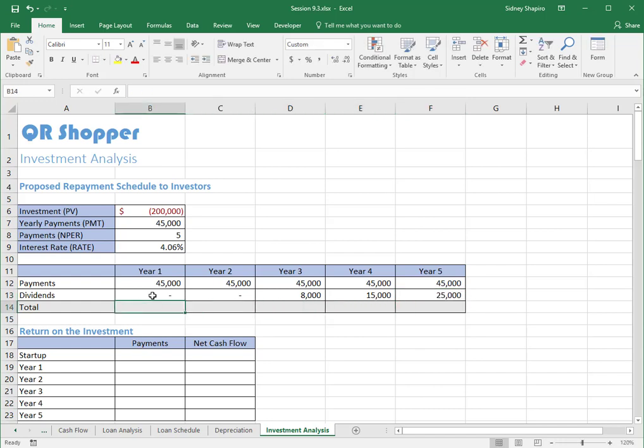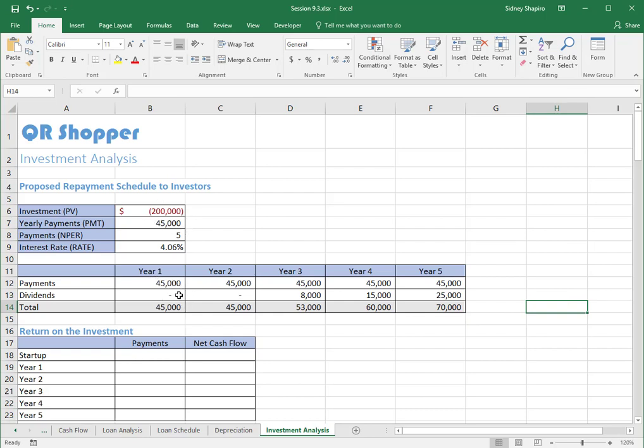So this is going to be in addition to the amount that the investors are getting paid back. So then we select the range B14 to F14, like this, and we hit auto sum. Alrighty. So in year 1, we have 45,000 in payments. That's coming from here, our payment schedule.